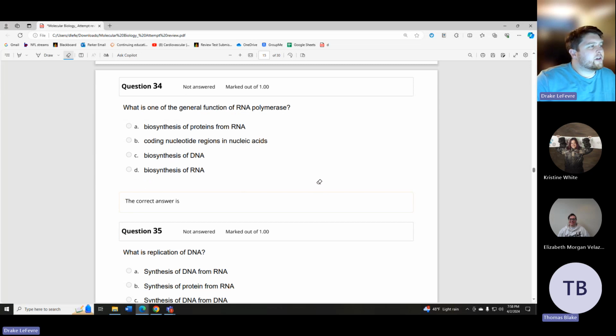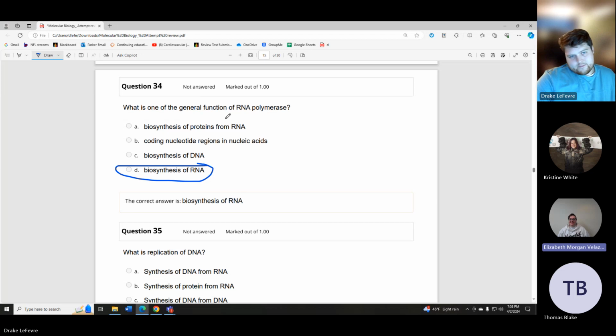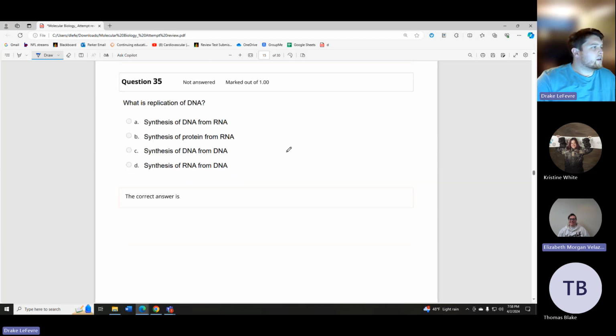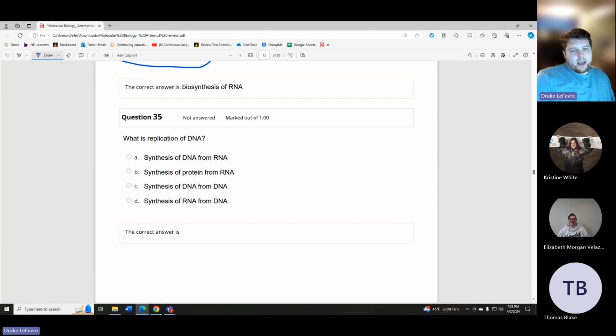What is one of the general functions of RNA polymerase? Biosynthesis of RNA. Yeah, we talked about that specifically, which RNA polymerase is responsible for mRNA. 2. Yeah. What is replication of DNA? I think we already talked about this. This is another repeat question. DNA from DNA.